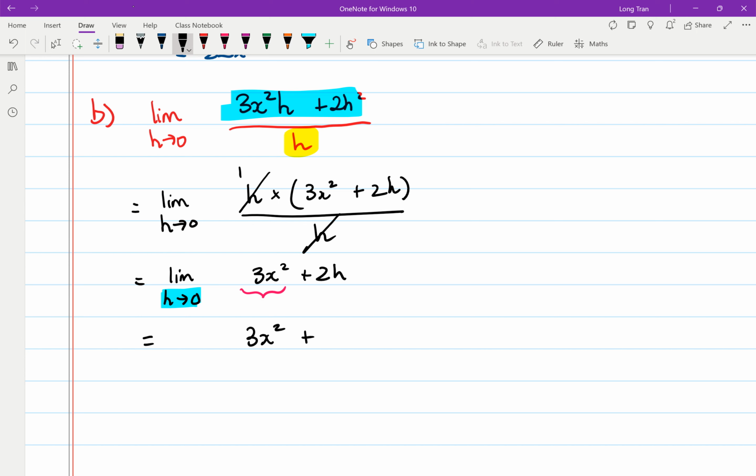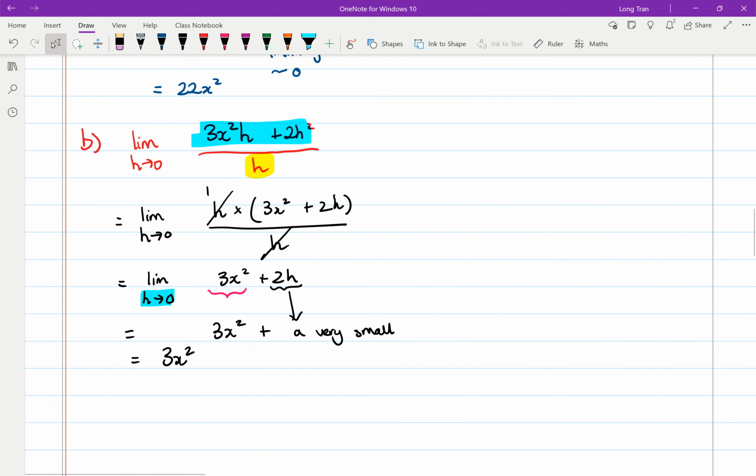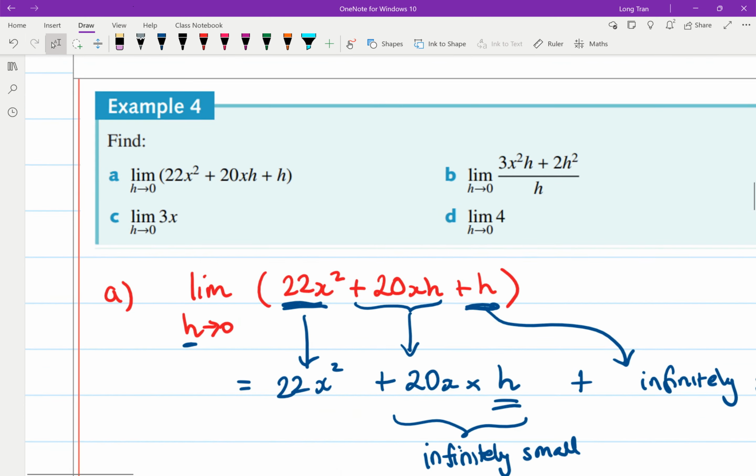But I'm adding on 2 times a very, very small number. What does that overall become? A very small number. So if this is a very small number, what does your overall result become? And that's how you would do this particular problem. You would say it is approaching, or essentially it is almost equivalent to 3x squared, providing that h becomes infinitely small. So that's what you're doing in the first part of the exercise.